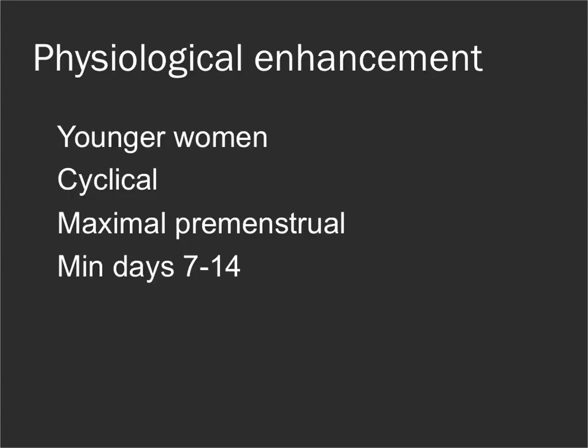Background physiological enhancement tends to be worse in younger women, and in younger women it's cyclical and it's maximal premenstrual, which is why we try and scan them in days 7 to 14. You can really get yourself into a world of hurt trying to scan a patient immediately premenstrual when they've got a lot of background parenchymal enhancement, and your chances of missing a cancer are much greater. And occasionally in these patients we have to repeat their scan, usually at no cost.